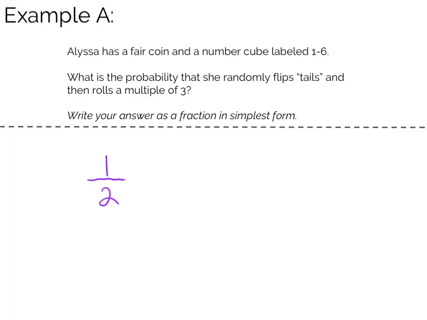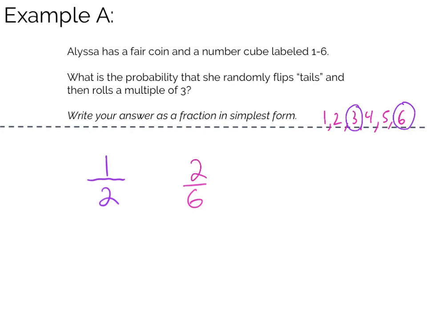So we know first that there are going to be 6 numbers on our number cube, and then we need to determine how many of those numbers are going to be multiples of 3. So if we're taking a look at our number cube, we've got 1, 2, 3, 4, 5, and 6. The only numbers that are multiples of 3 are 3 and 6. So since those are the only two multiples of 3, we're going to have 2 out of 6.